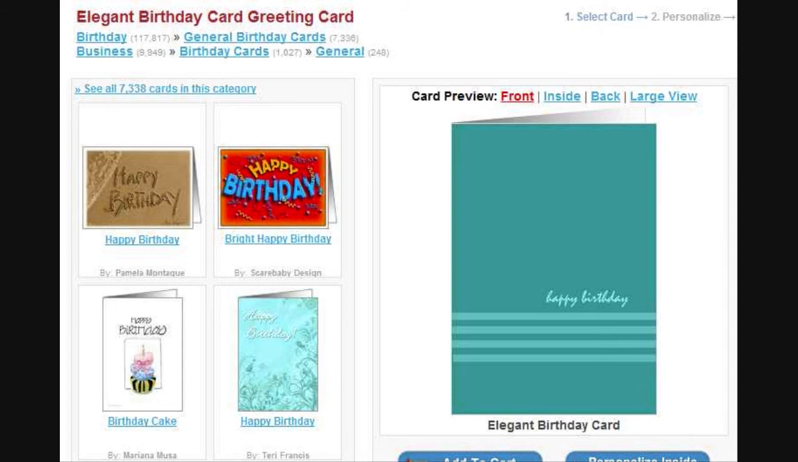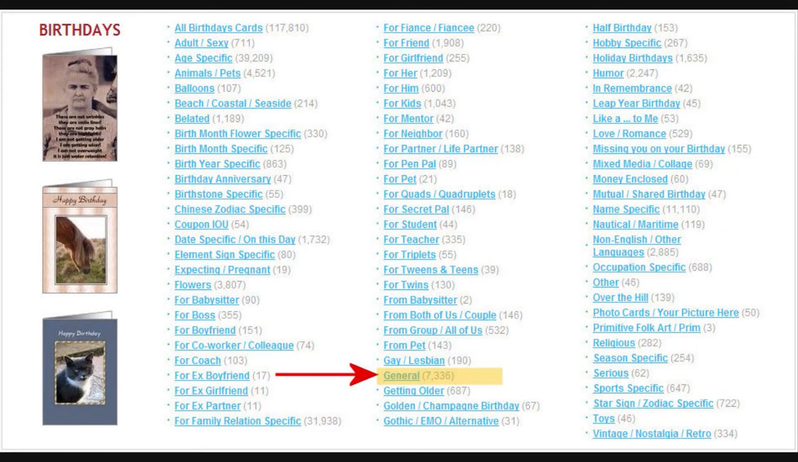And finally, there are those cards that are so general that really only one subcategory applies, and that's Birthday General. When shoppers come to the Birthday General category, that's what they expect to see. They don't want to see relationship cards, age cards, name cards, or cards with specific messages.